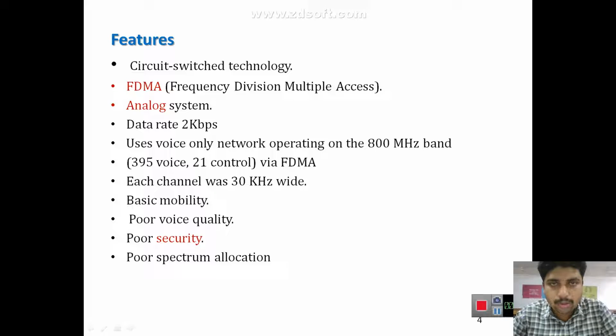Next, it is purely based on an analog system. As I mentioned, it is a circuit switch technology, so everything is in the form of analog signals, that is, a continuous system. Then it has a data rate of 2 kilobits per second. It uses a voice-only network, as it consists of circuit-based mode. Each channel consists of 30 kilohertz. Next, it has poor voice quality, poor security, and poor spectrum efficiency. So everything is at a very low level for 1G standards. The voice quality is always degraded, and it has very poor security and spectrum allocation.